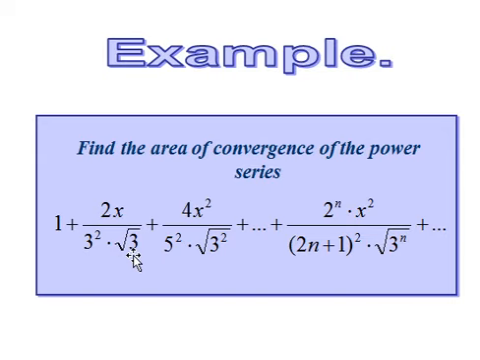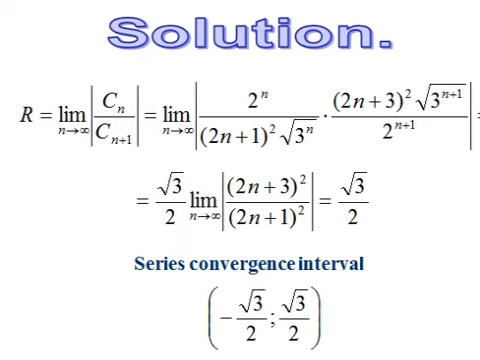In this example, let's find the convergence area of this power series. We see that Cn in this case is equal to this expression, standing before powers of x. So to find the radius of convergence, we have to calculate such a limit when n tends to infinity, Cn divided by C(n+1). We see that this limit will be equal to square root of 3 divided by 2. So the interval of convergence of this series is equal to this.